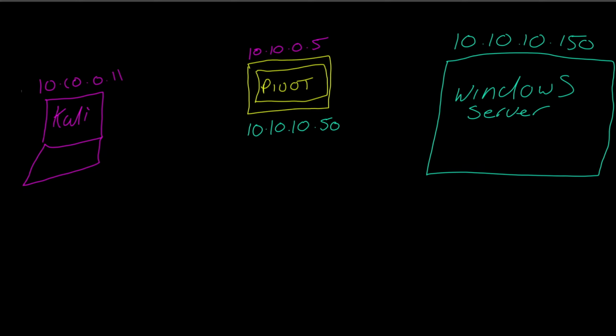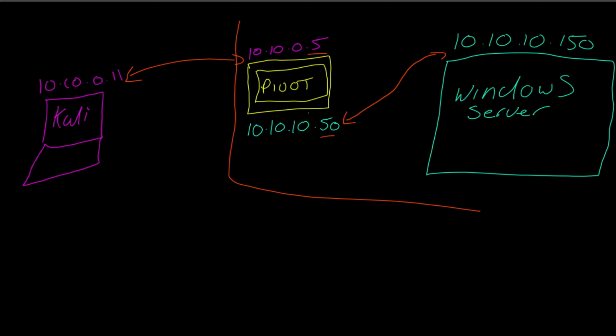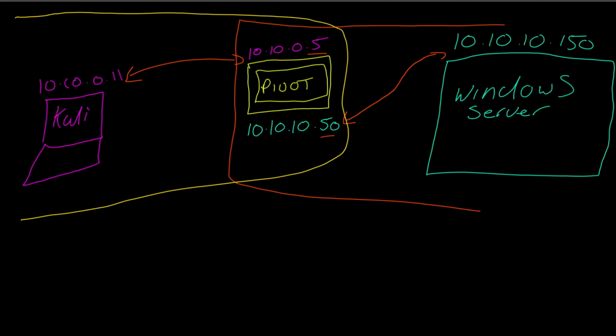Okay, so we have got our Kali machine on a 10.10.0.11 IP, and we've got our pivot machine over here on 2. It's dual homed, so it's got 2 network interfaces. That's why it's got 2 IP addresses. It's got this network that it shares, with a host address of 5, and it's also able to talk on this network via its host IP, 50. Then we've got the Windows server, which is on the 10.10.10 network. So these two can communicate, and these two can communicate.